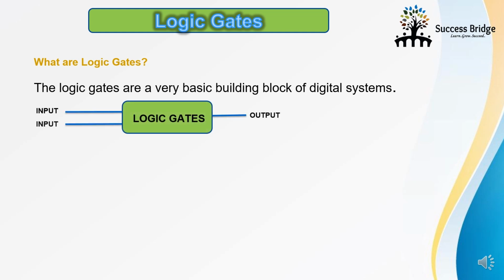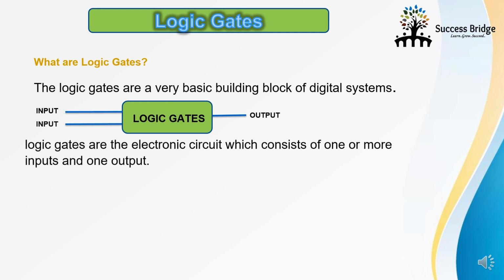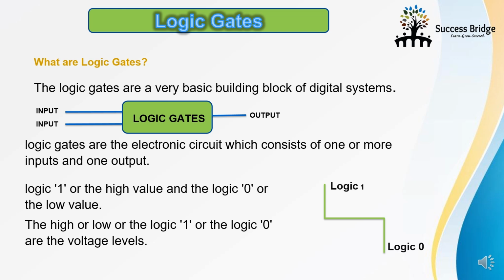Now the inputs and the output of these logic gates can have only two values, that is logic high or logic 0. In reality, these high or low are voltage levels. That means the high could be 5 volts while the low could be 0 volts. And the relationship between the input and the output of a logic gate is based on certain logic.